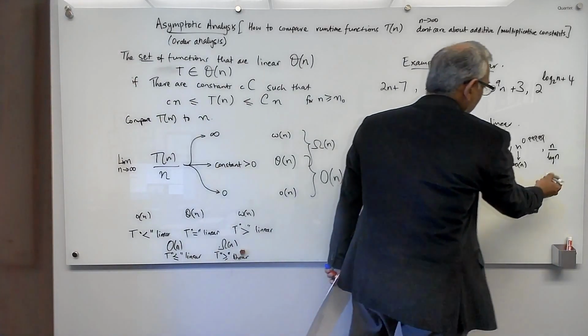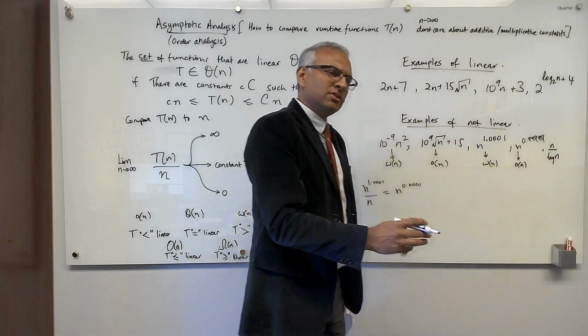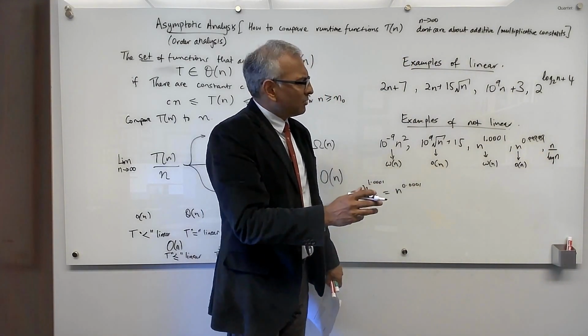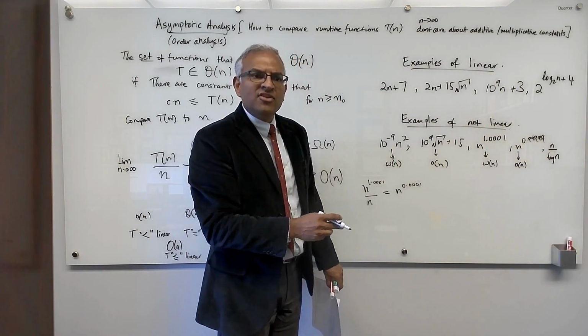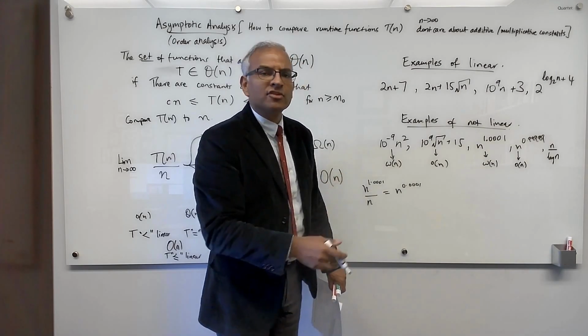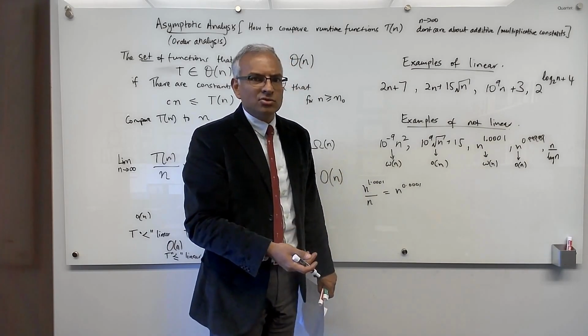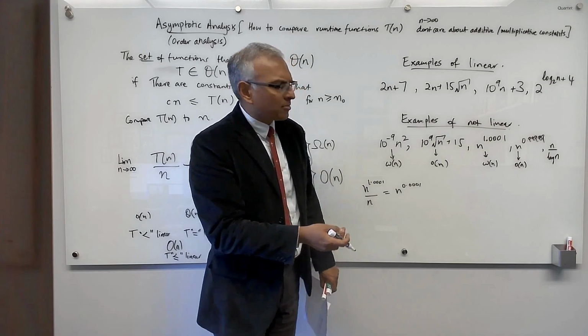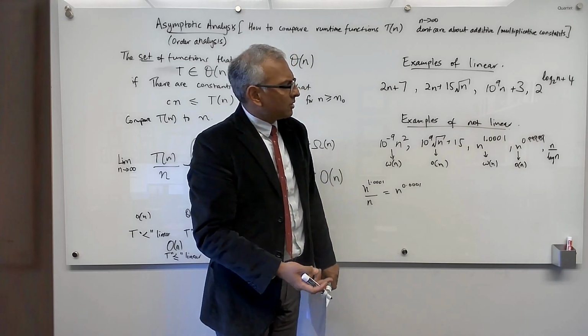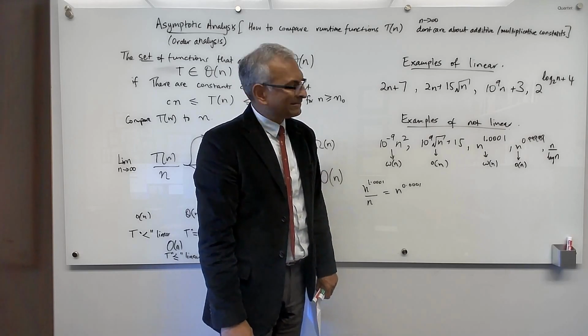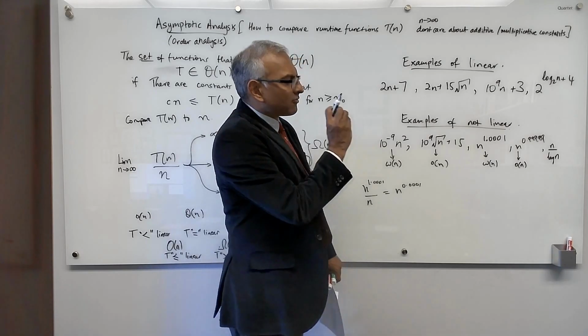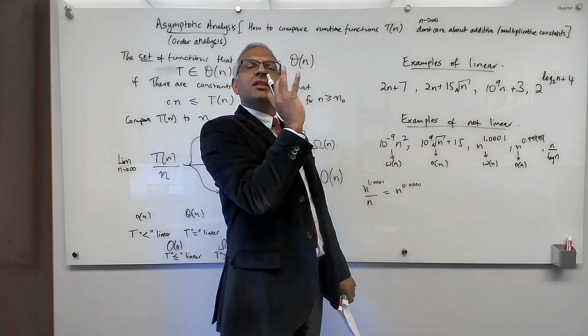So this guy, even though it looks close to linear, and in practice it's not easy to distinguish n over log n from n over 50. It's hard to distinguish in practice because to distinguish n over log n from n over 50, n has to be bigger than 2 to the 50.